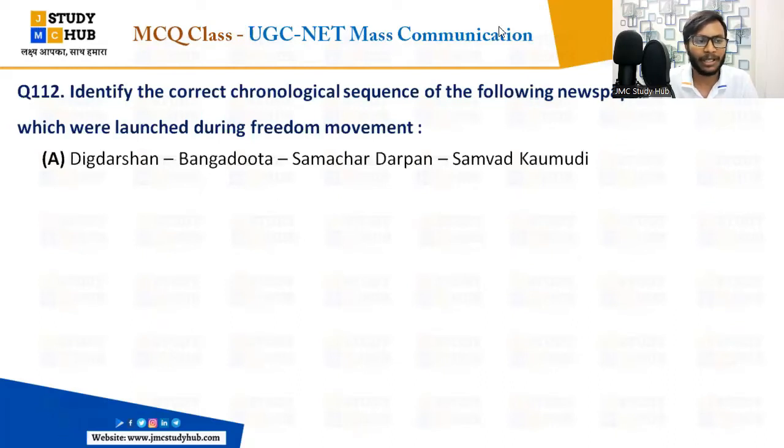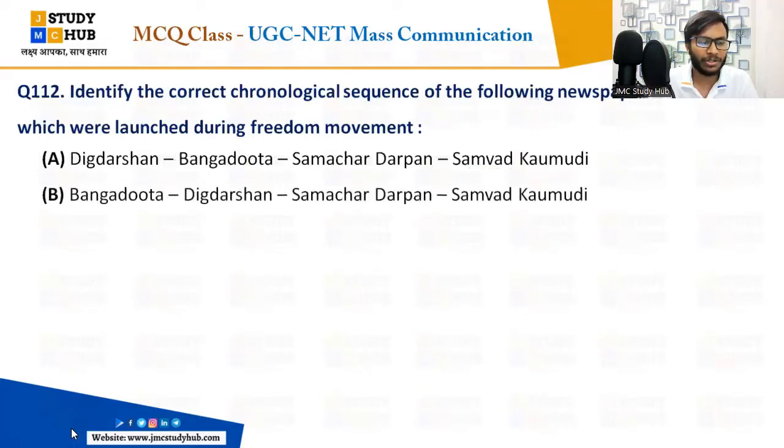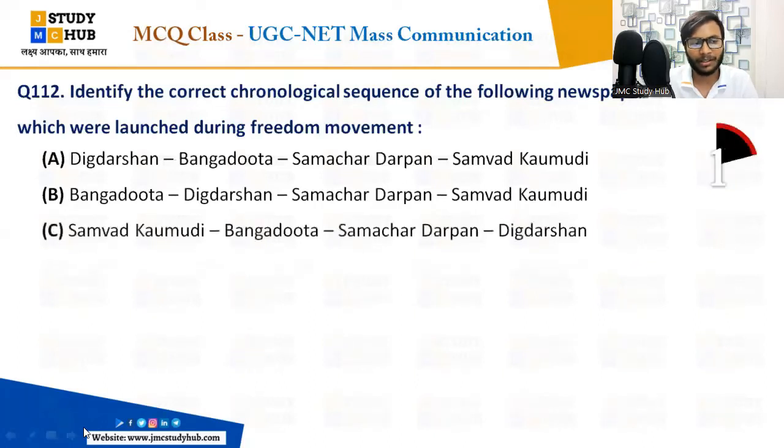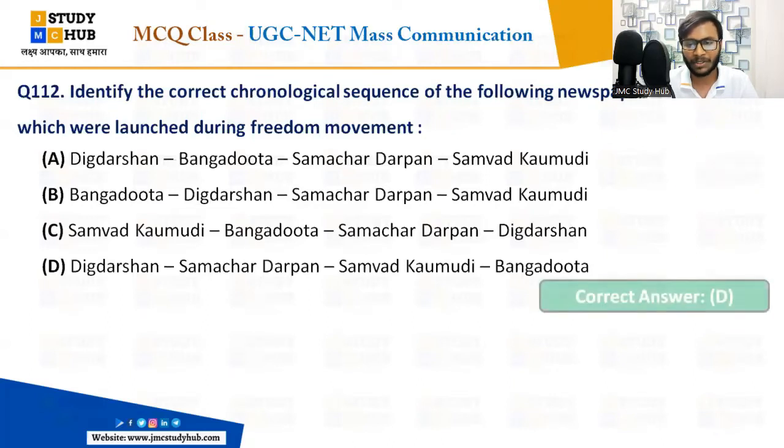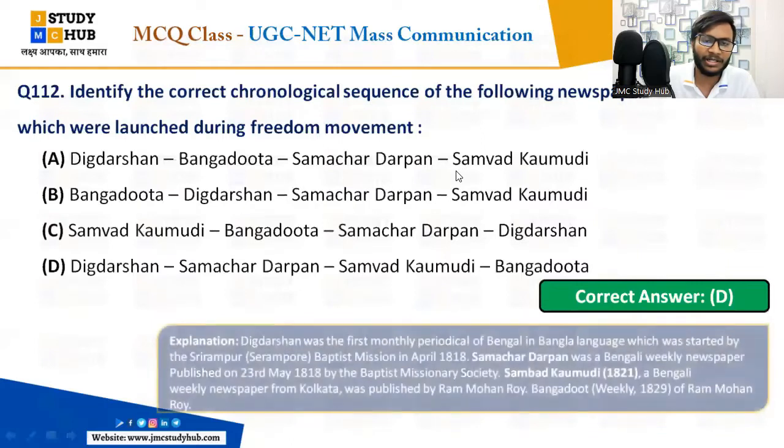Yahan par sabhi log jaldi se batayenge, Digdarshan, Bangdut, Samachar Darpan aur Samvad Kaumudi ka. B is the option here, C is the option here, and D. Everybody answer it. Which one is more appropriate? Jaldi se answer karenge. 6 seconds left, 5 seconds. Very important question about launches during the freedom movement. Yes, the correct answer here is D.